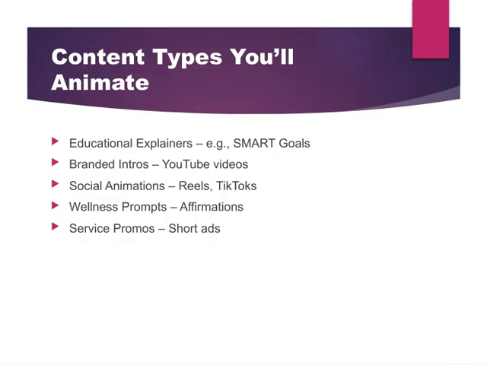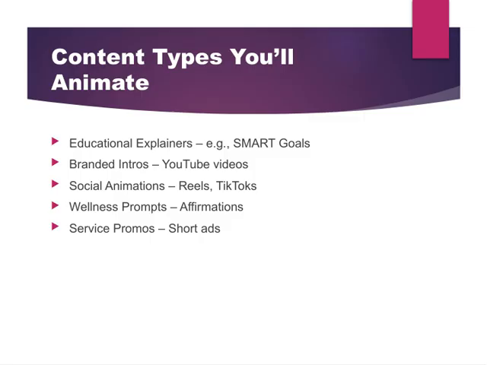Now, let's talk about the different types of content you'll want to animate to really make your videos pop. First up, we have educational explainers, like those helpful SMART Goals videos. These are great for breaking down complex concepts into simple, engaging visuals. Then, there are branded intros, which you often see at the beginning of YouTube videos. They set the tone and reinforce brand identity right from the start.